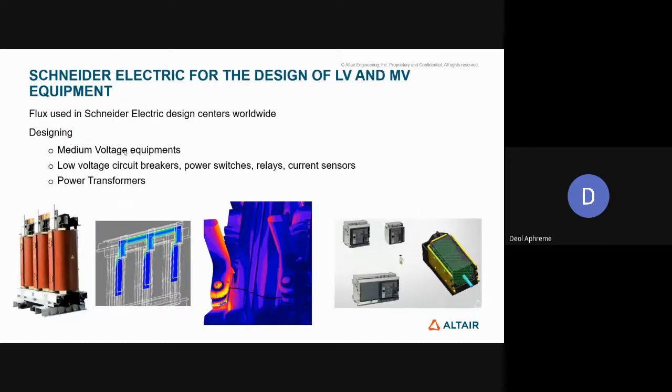This is one example. Schneider used it to design their medium and low voltage equipment with power switches, relays, current sensors, and even their power transformers, to simulate the same. As you can see in this image on the lower right-hand side, the entire casing is plastic, and there are a lot of non-electromagnetic components. So while simulating, only the inside magnetic component and the magnetic circuit is simulated. Although it's an entire box, the actuating part is only such a small part. So it's important we understand that we only need to simulate this part itself.